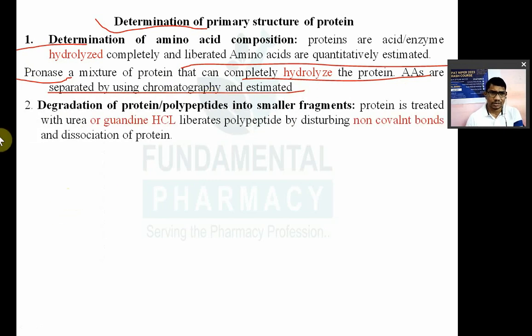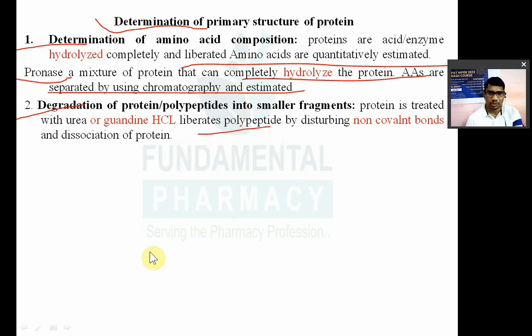Now degradation of protein into polypeptide chain. जो प्रोटीन है, ओरिजिनली जो कॉम्प्लेक्स प्रोटीन है, उसको डिग्रेड करो into smaller polypeptide chains. Now protein is treated with urea and guanidine hydrochloride to liberate the polypeptide.